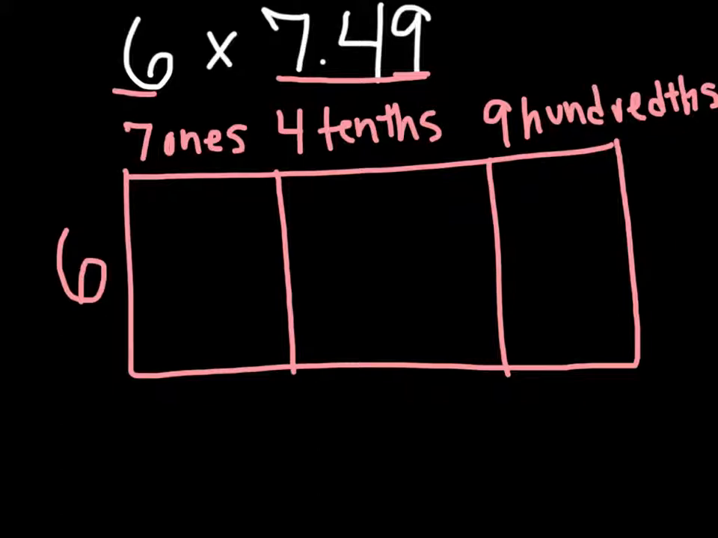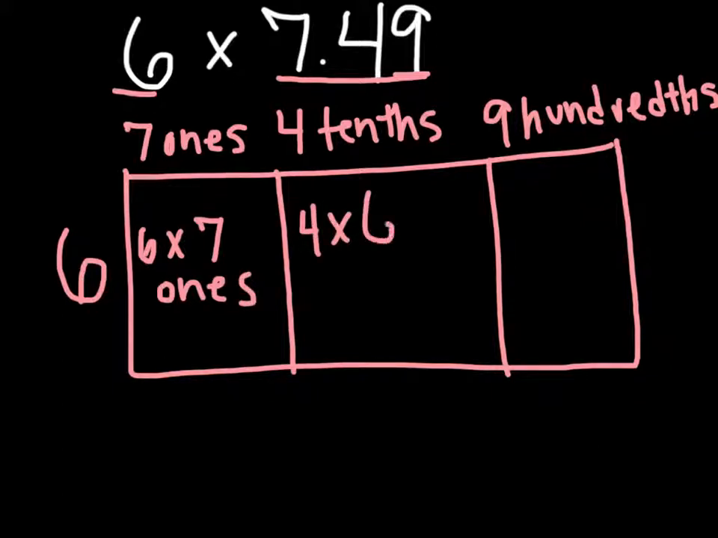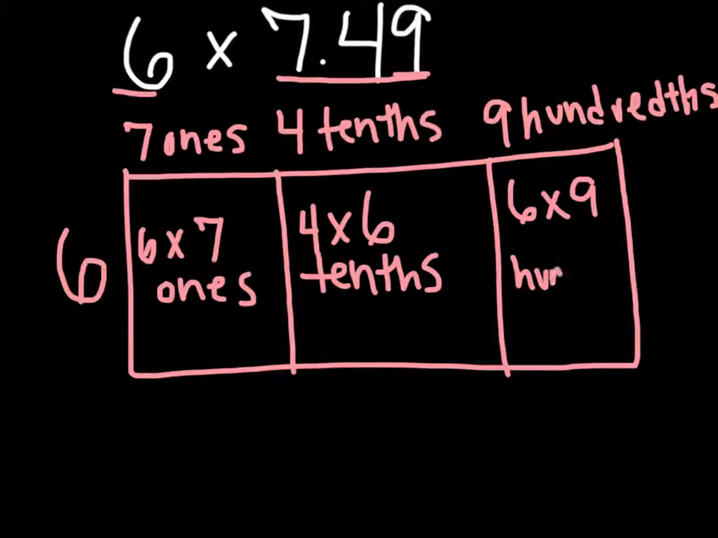So in the first box, I would write 6 times 7 ones. In the second box, I do 6 times 4 tenths. And in the last box, I do 6 times 9 hundredths. So I'm really looking at that unit form. Okay, my next step would be to actually multiply them out. So actually write out 6 times 7 ones, 6 times 4 tenths, and 6 times 9 hundredths.